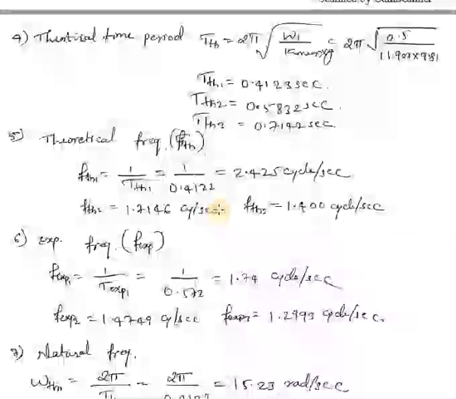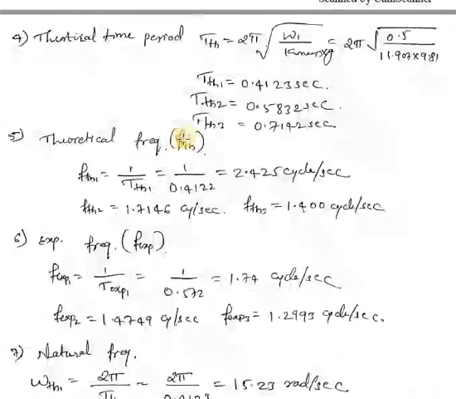Then the fifth one is the theoretical frequency, f theoretical, that you need to calculate. It is given by 1 divided by T theoretical. Since we have three different theoretical time periods, you need to calculate three theoretical frequencies, each given by 1 divided by T theoretical. Substitute that, and you will get 2.425 cycles per second. Similarly, for the second and third time periods, you need to calculate the frequency.